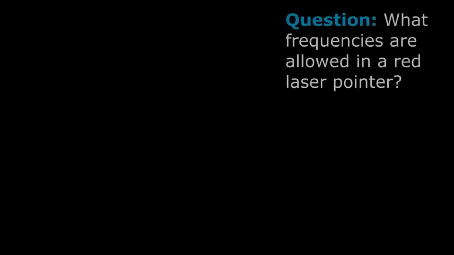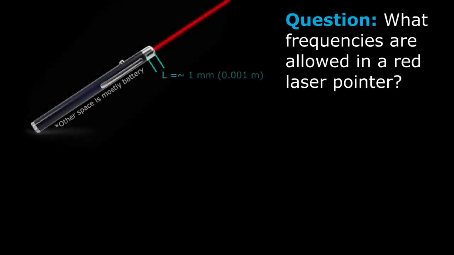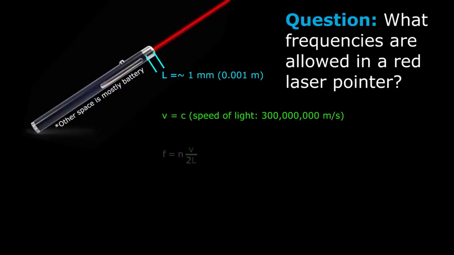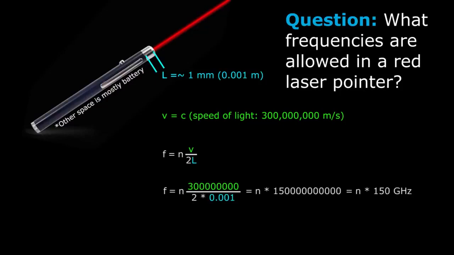Question: what frequencies are allowed to exist in a red laser pointer's cavity? Answer: a cheap red laser pointer has a cavity length of about 1 mm, and the speed of light is c, 300 million meters per second. Plugging in these values to our equation, we would get a difference between allowed frequencies of about 150 GHz.